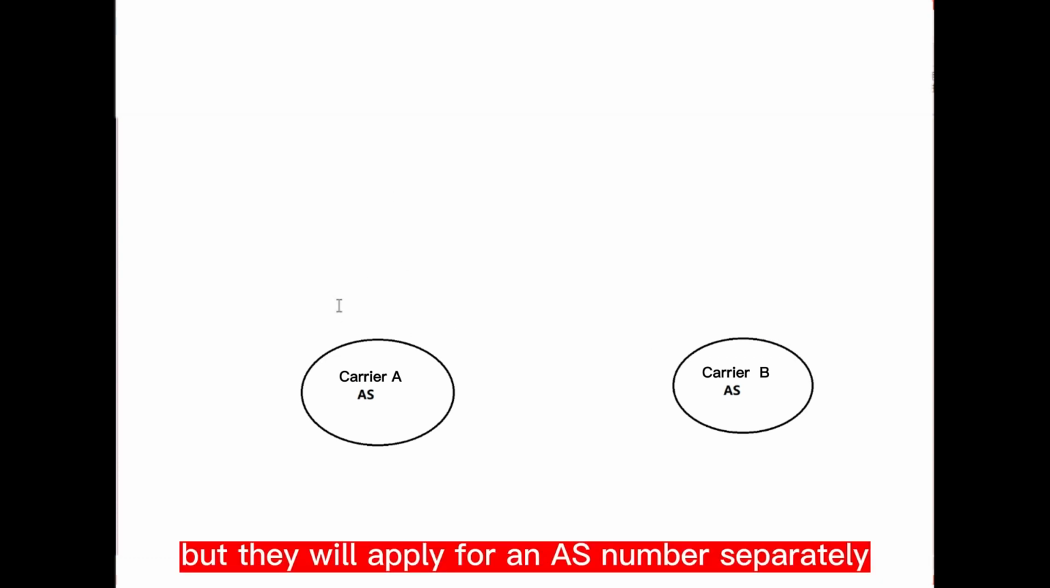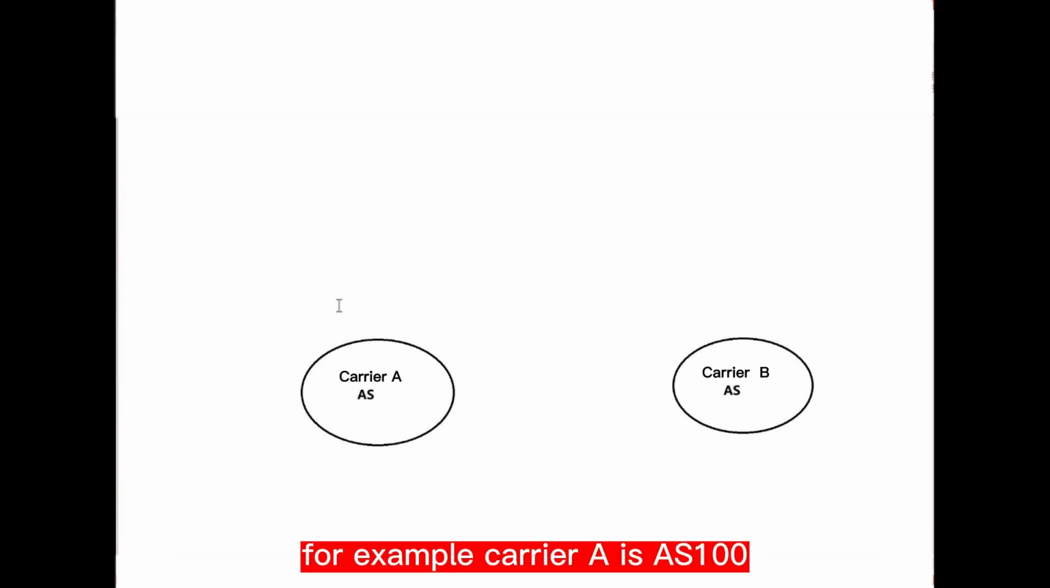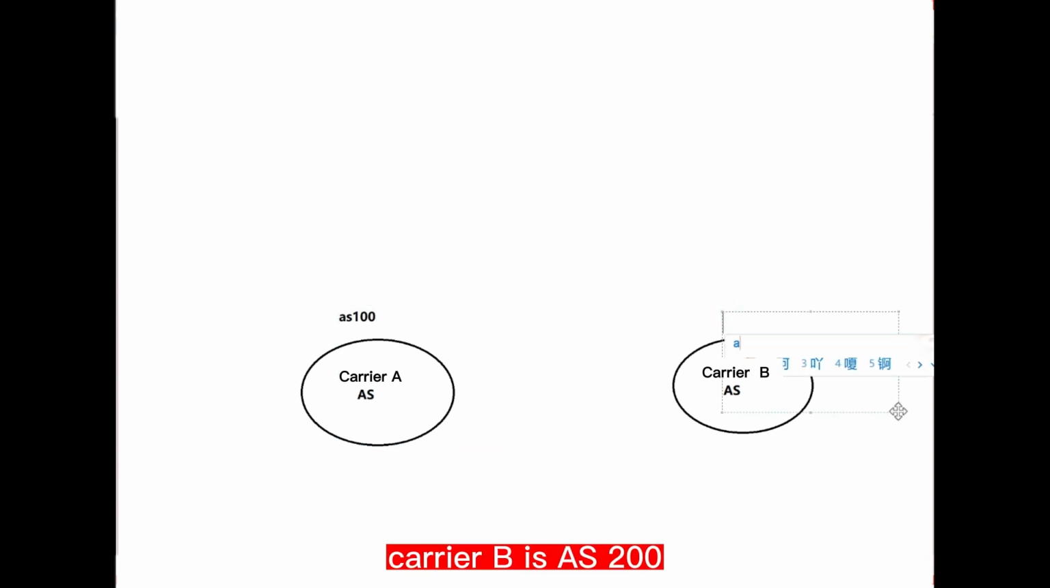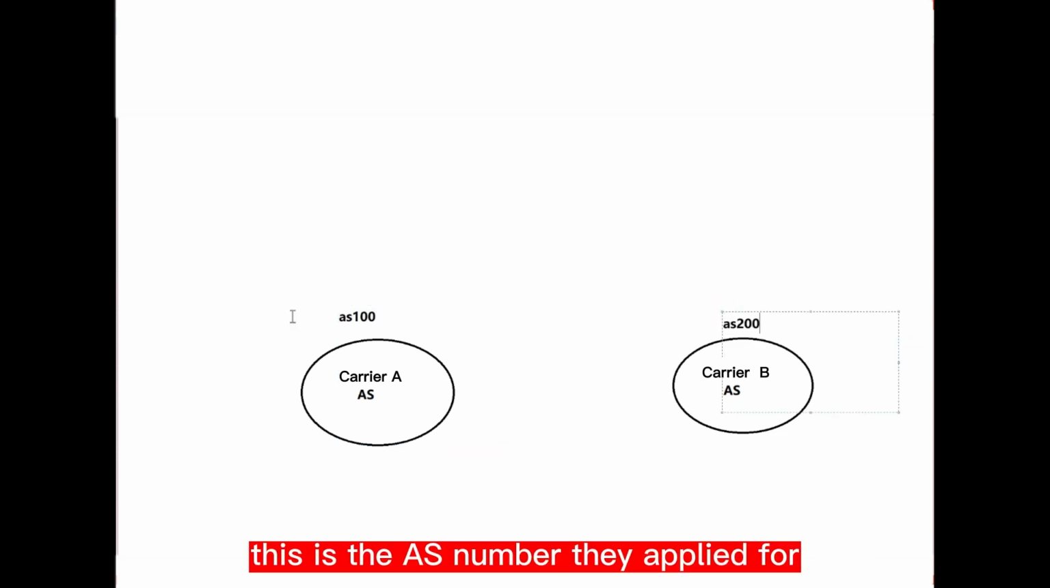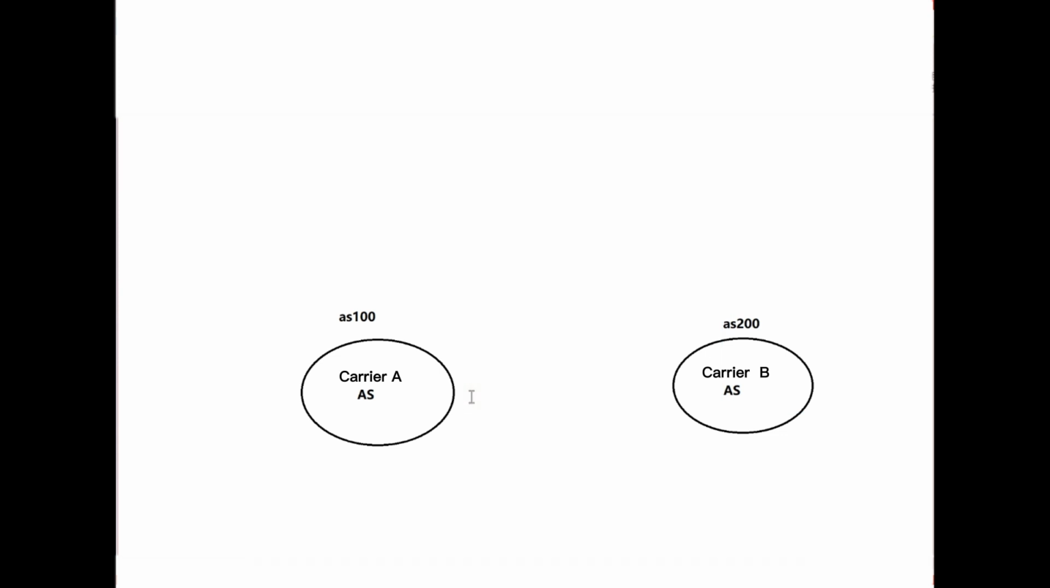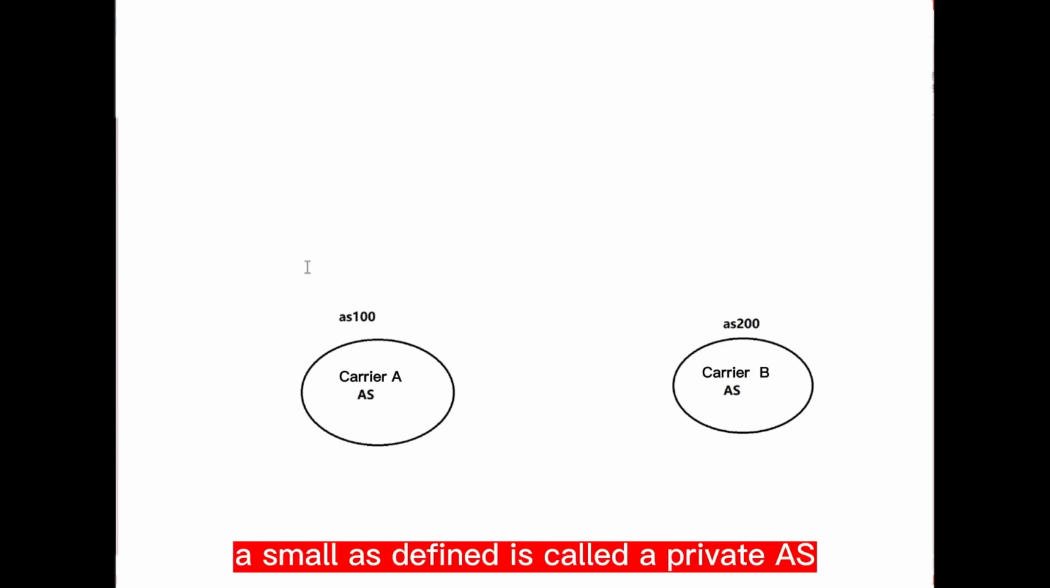But they will apply for an AS number separately. For example, carrier A is AS 100, carrier B is AS 200. This is the AS number they applied for. To us, a small AS defined by ourselves is called a private AS. This is called a public AS.